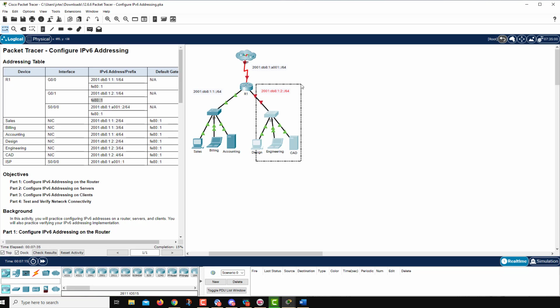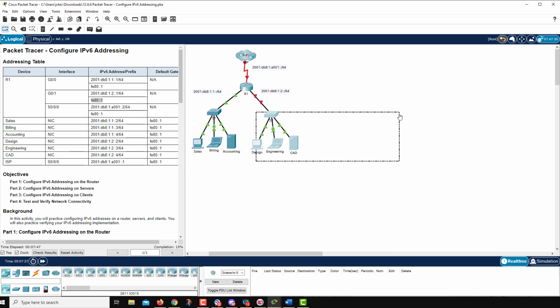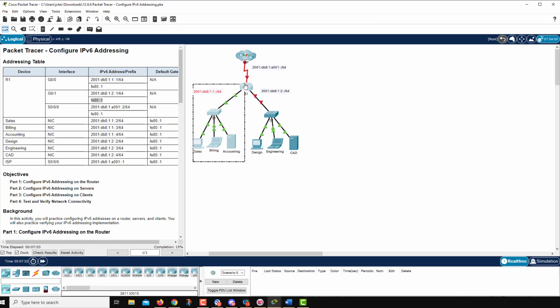So if CAD or engineer or design calls out to FE80::1, router 1 responds. You can't have FE80::1 on CAD and on router 1. That won't work. It has to be unique for the network it's on. At the same time, sales, billing, accounting, if they call out to FE80::1, it is only configured on router 1. So sales can't use FE80::1 configured on itself at the same time the router has it, because then it's a duplicate on the local network.